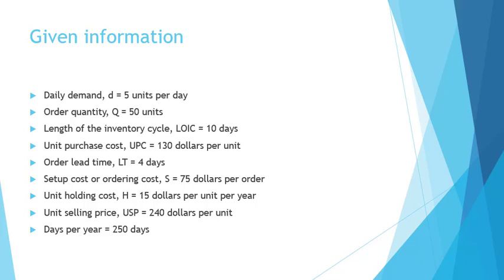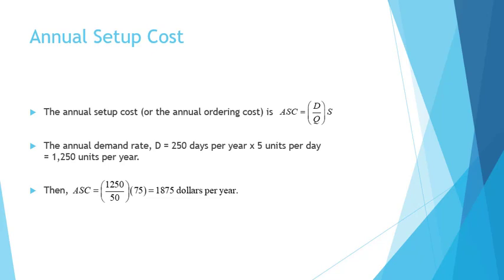Next, we will calculate first the annual setup cost. The annual setup cost, or the annual ordering cost, is D divided by Q times S. So capital D is the annual demand rate, which can be calculated by multiplying the number of days per year times the daily demand.